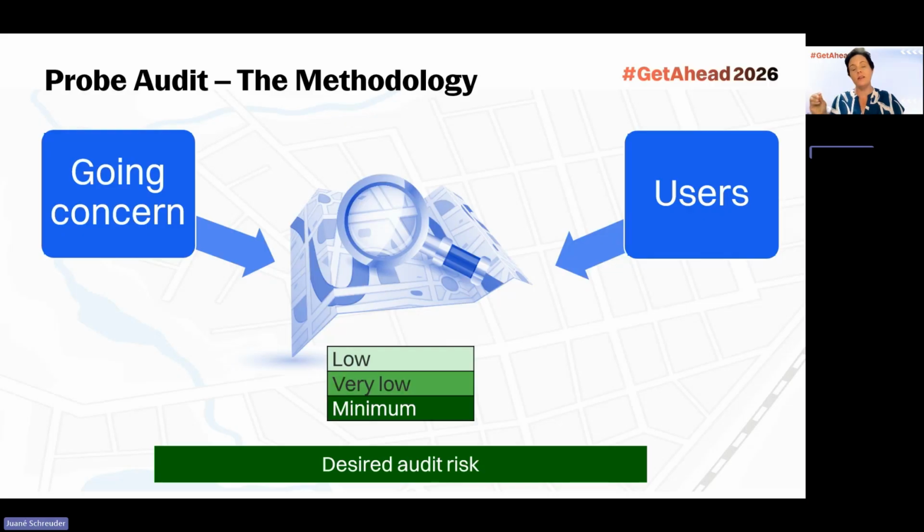Someone's specifically going to rely on our audit report, and we want to make sure that if they're going to look at these numbers, we are right. We didn't make a mistake. And who are those users? Why are they looking at the financial statements?